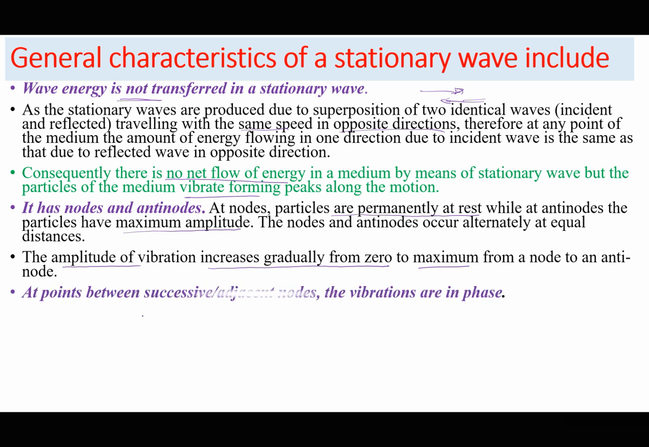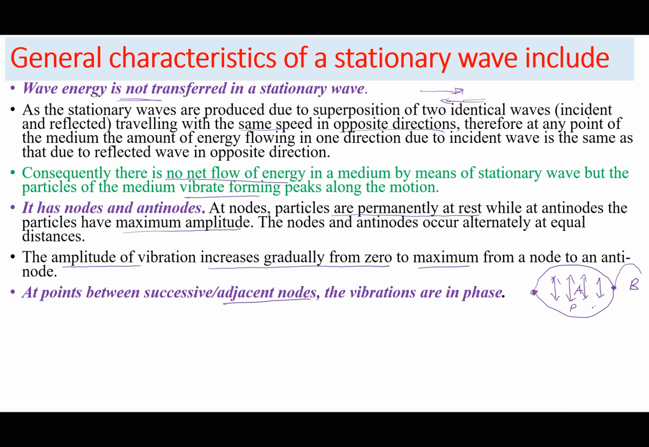Also, at points between successive adjacent nodes, the vibrations are in phase. What do I mean by that? If we have a node here and this is the next node, at points between these two nodes, particles always vibrate in phase with each other. At points between two adjacent nodes, particles vibrate in phase with each other, but they will vibrate in antiphase with the particles in the next segment, after the second node. So a particle here, A, is going to vibrate out of phase with the particle B.